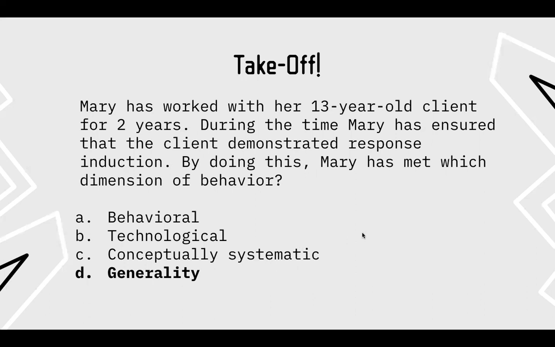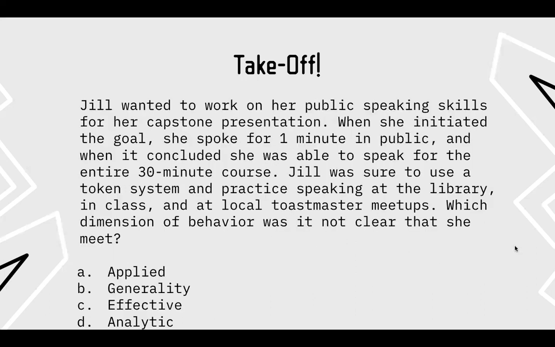Let's go ahead and look at the next one. Last sentence first. Which dimension of behavior was it not clear that she met? So it's a negation question, as you can see, not, and we're talking about the 7 dimensions. So we go up to the top.